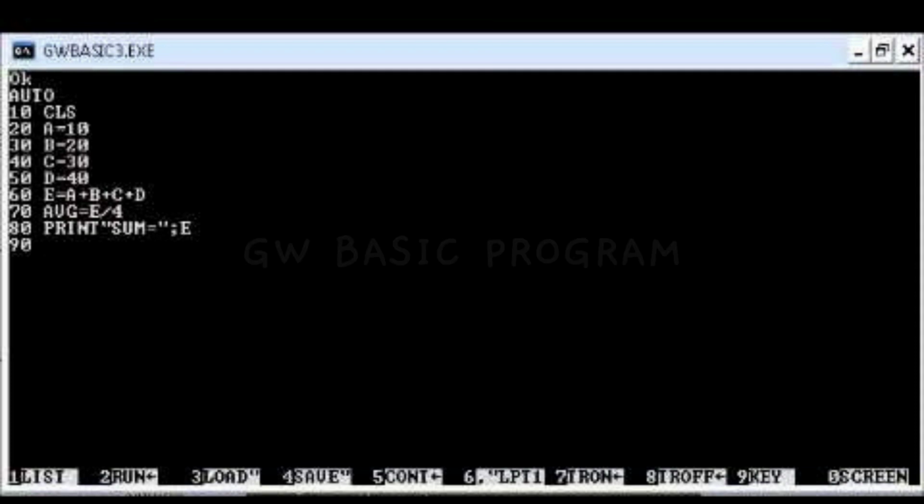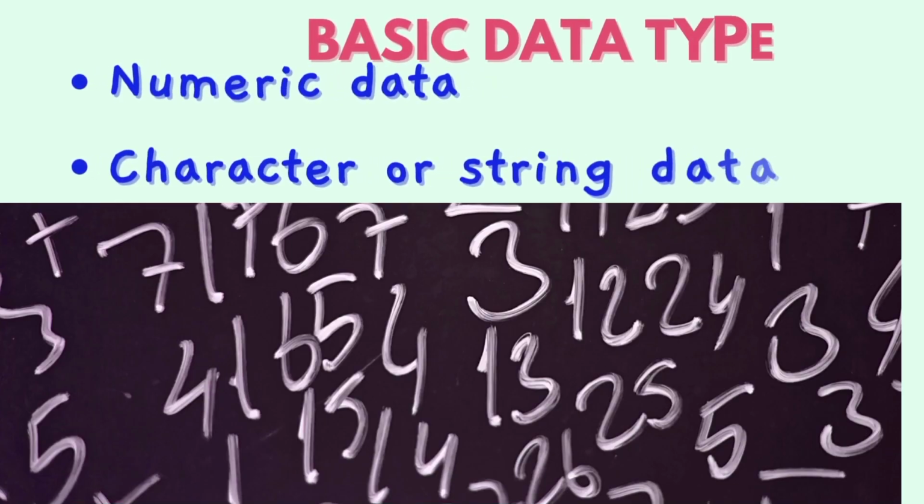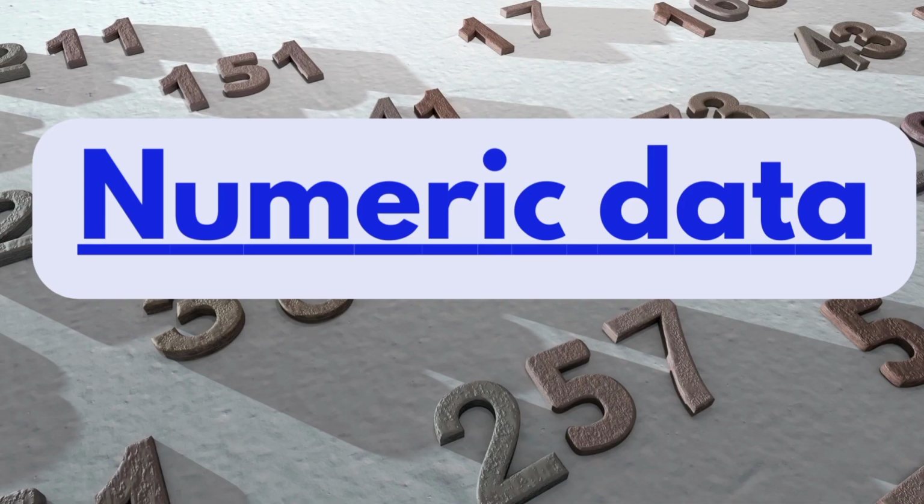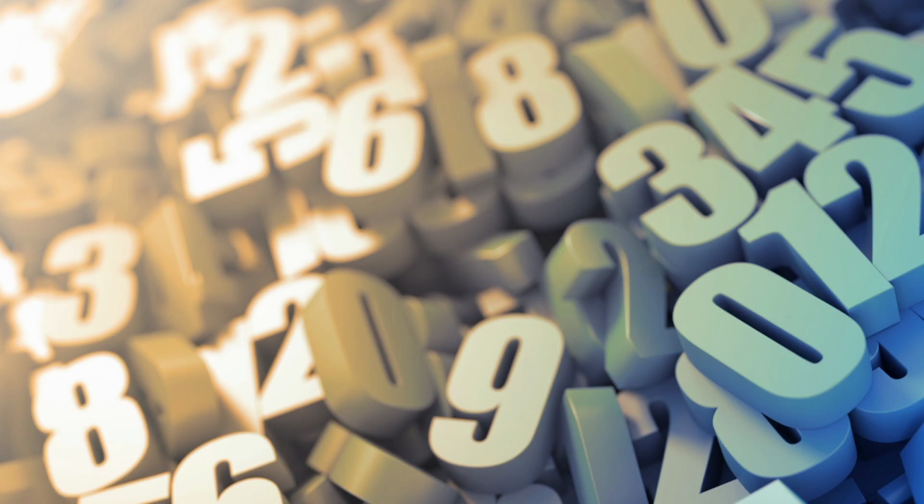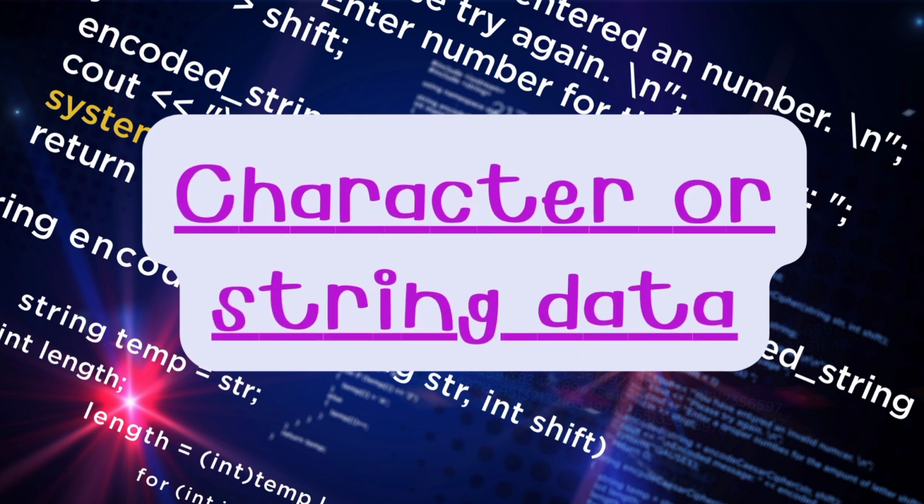Now let's proceed to the types of data that are used in BASIC. The first is the numeric and the second is the character or string data. Numeric refers to numbers. As a matter of fact, all the numbers you can think of are used in basic programming. Now, the next is the character or string data. Any value that is not a numeric value that we use in BASIC is a character or string data.